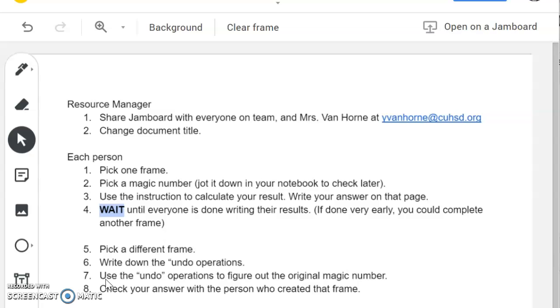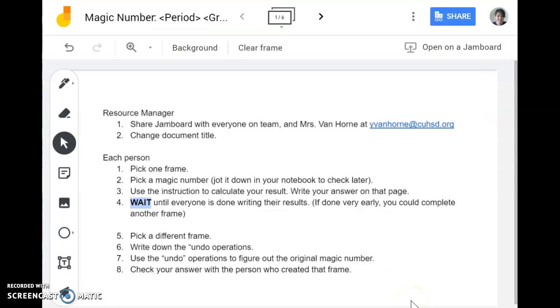Okay, so this is what your Jamboard would look like. Once you've made a copy of this, this is what your Jamboard will look like. In fact, it will say copy of. So your first thing you're going to do is the resource manager is going to share Jamboard with everyone in the team and me. And then you're also going to change the document title. So write the period number, so your period 4, 5, or 6, and also your group name. If you have a group name, please put it in there so that I can recognize who you are.